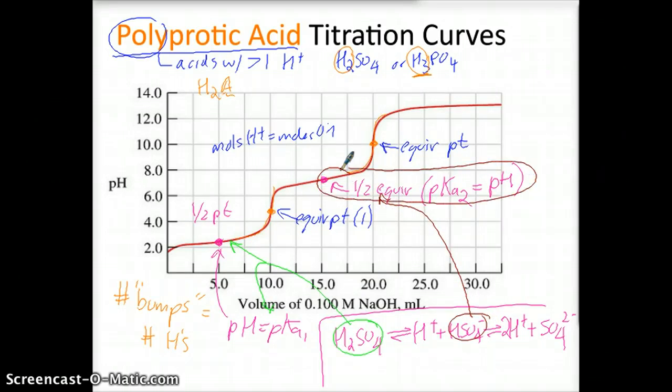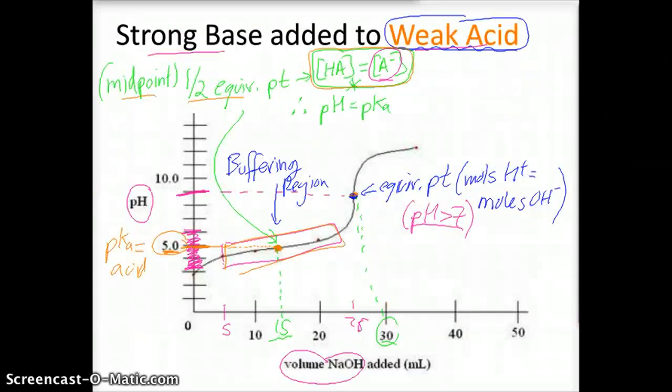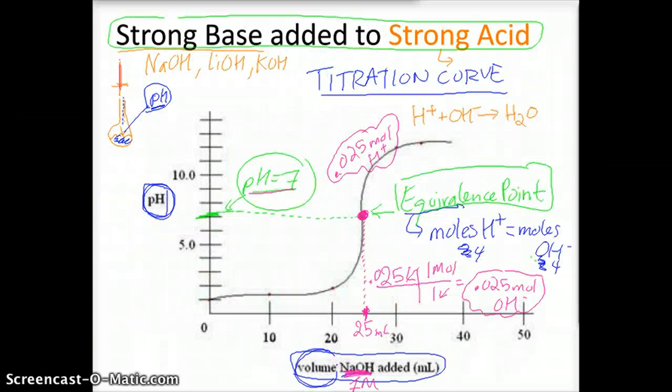So we need to know how to recognize these diagrams and then use our knowledge of pH, pOH, and whatnot to do problems involving titration curves for polyprotic acids, for strong acids to strong bases, weak acids to strong bases, and strong bases to strong acids.